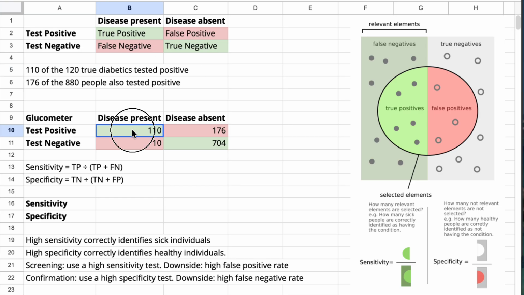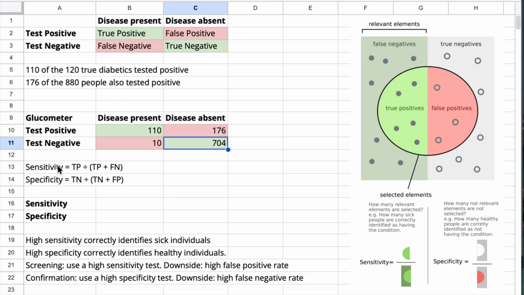So we have 110 who tested positive, but the test missed 10 people. Those were the false negatives. As for the people who don't have diabetes, 176 came back with positive glucometer test results, and 704 came back as true negatives.